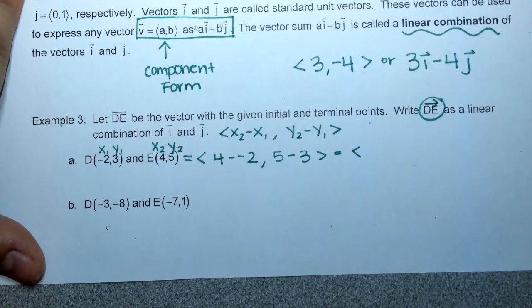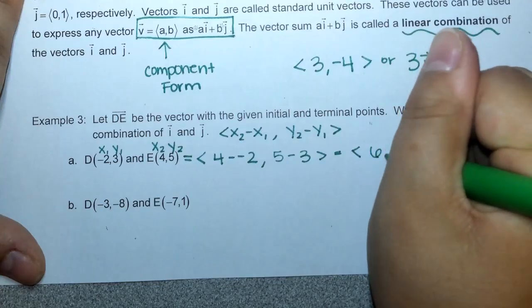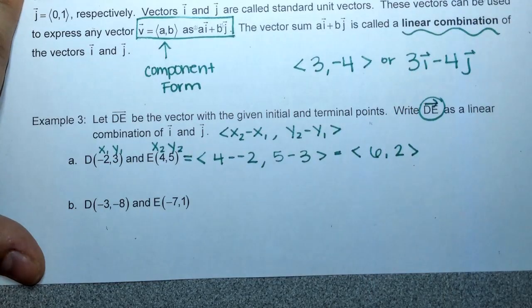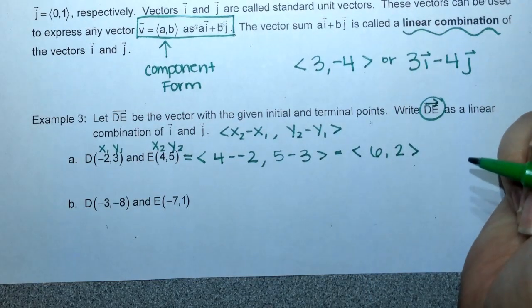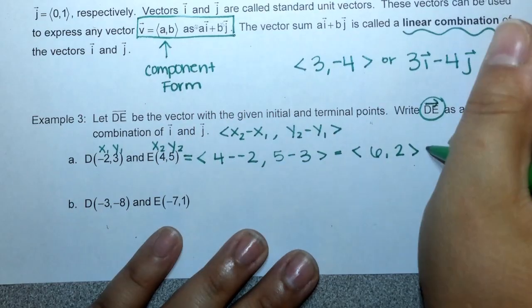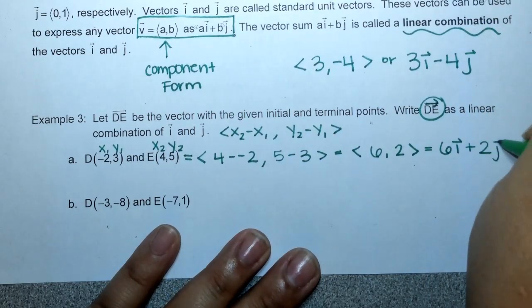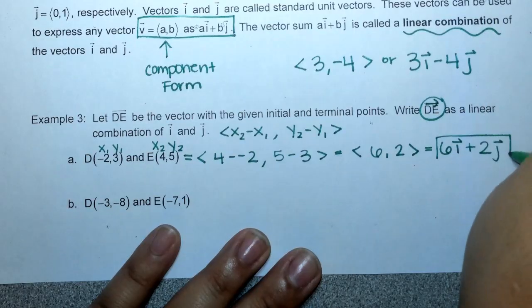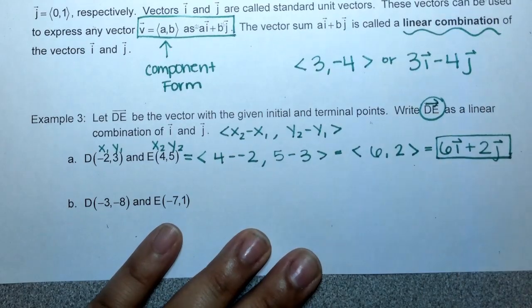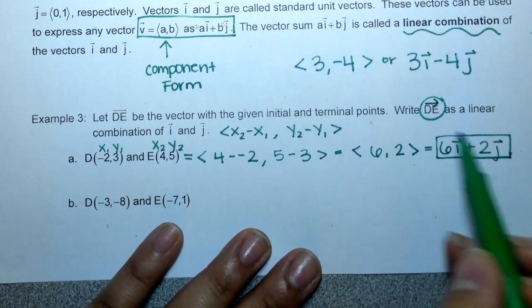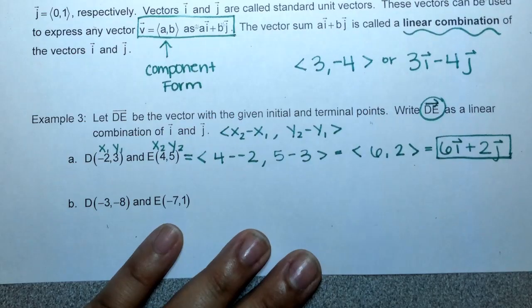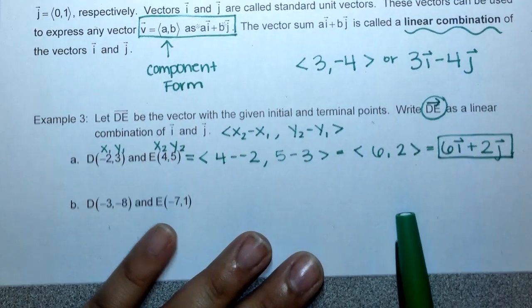So what am I going to get here? 6, 2. But again, that's not my answer. What's my answer going to be? 6 vector i plus 2 vector j, because it says write it as a linear combination of i and j.